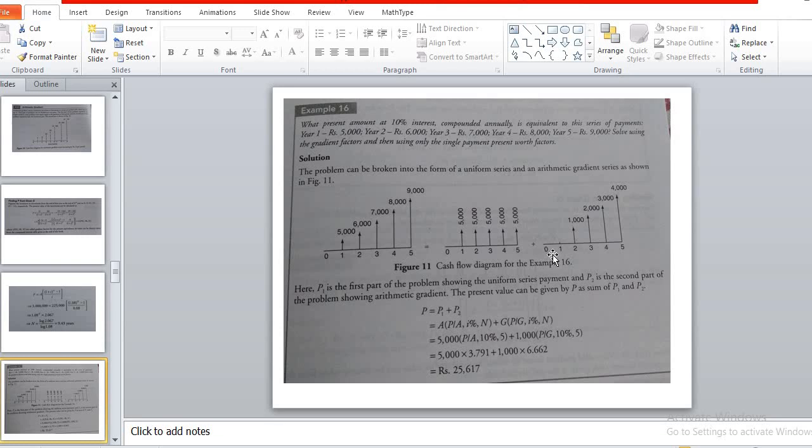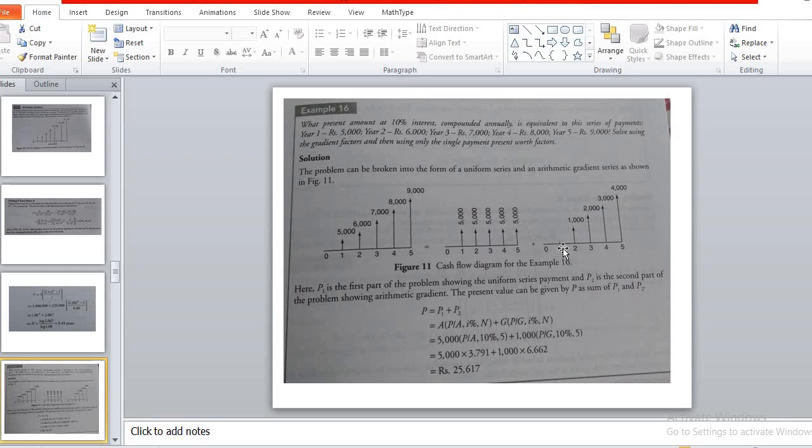And for the second part we consider the increment, and this will be considered under an arithmetic gradient. So in the second part, for the first year there is 0 increment.